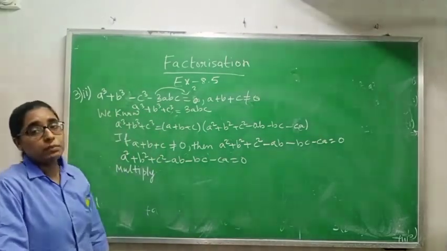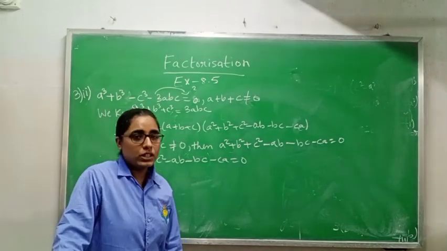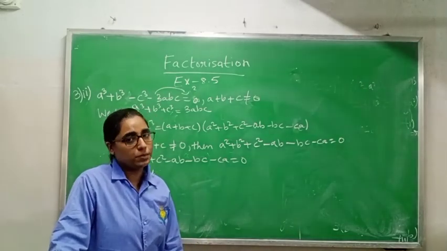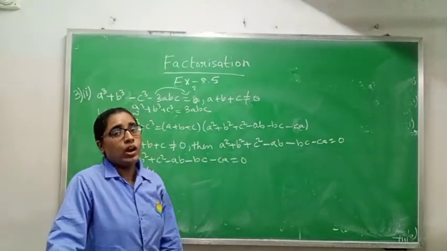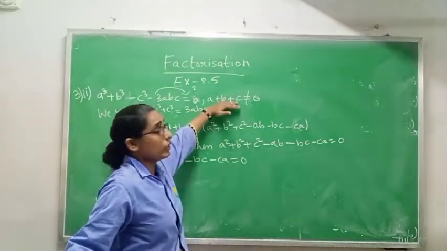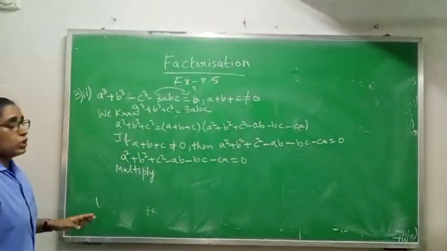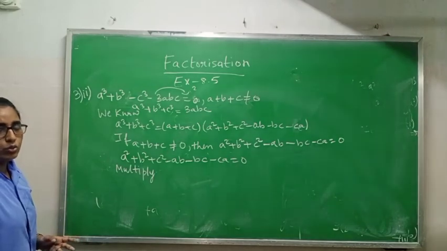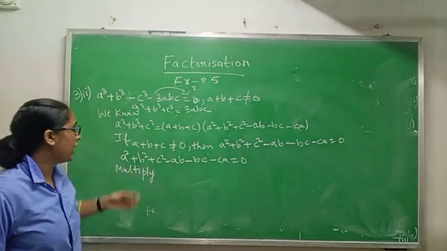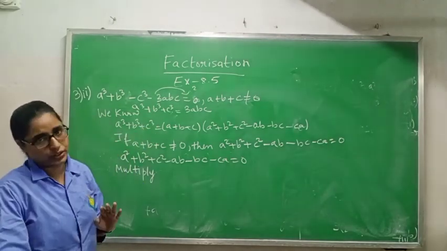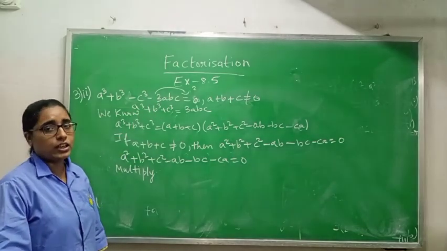We know that if a + b + c = 0, then we can say that a³ + b³ + c³ = 3abc. But they are saying a + b + c ≠ 0. If this part is not equal to 0, it means that this part equals 0. Now see what I have written. We know the formula of a³ + b³ + c³. You have written it in your copy in terms of x, y, z, but here I am writing in terms of a, b, c. This is the only difference, okay? Because in our question it is given in terms of a, b, c, not x, y, z.